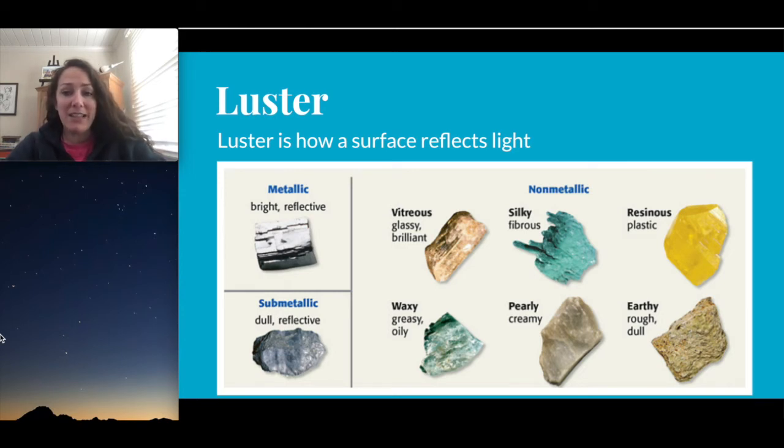And then a non-metallic luster can be broken down into a couple different ways. It can be glassy. It can look like glass. It can look oily. It can look fibrous, like it has fibers in it. It can look pearly, like a pearl, creamy. It can look dull or rough or plasticky. So these are all your different examples of lusters.